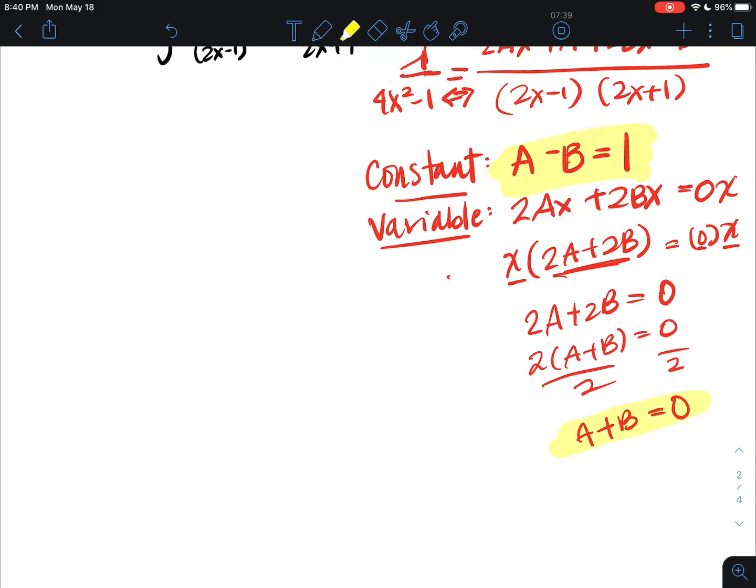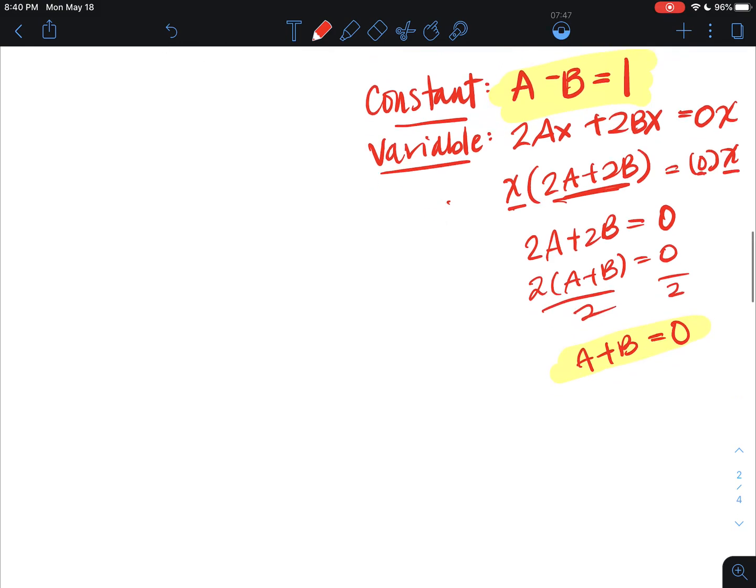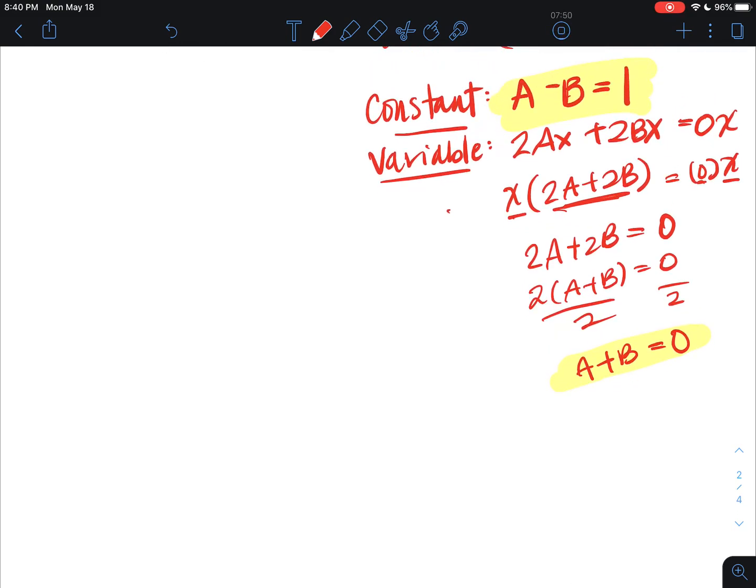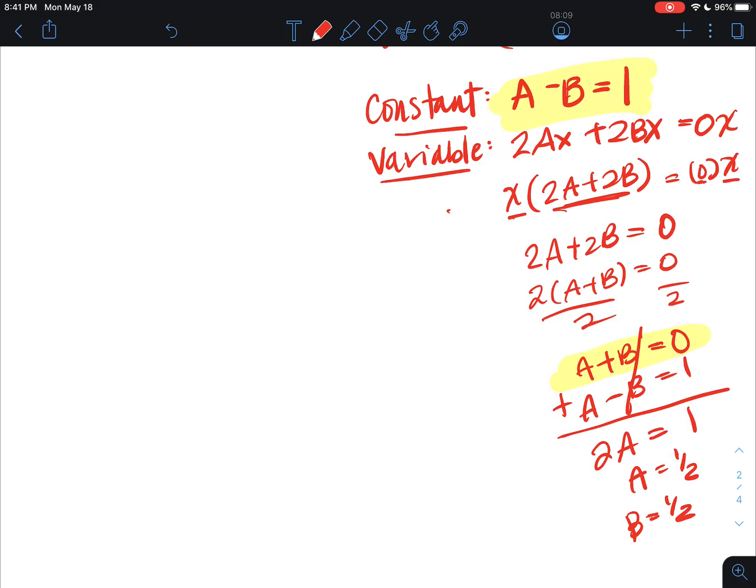Okay, so now I have this constant and that variable one. So what do you see that we've done before? I can work with those two equations to solve for a variable. And I hope you've seen the addition method. a minus b equals 1. If I add these together, I get 2a equals 1. So I get a equals half. And if I know that a equals half, b also equals half, because they need to add up, oh no, sorry, this would be negative. They have to add up to 0 or subtract to equal 1. Okay, so now I have my a value and my b value.